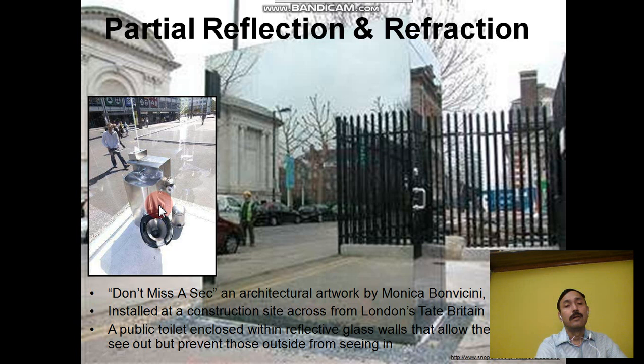That means this is the person inside. He or she can see due to the refraction of light, but the person outside cannot see, because the light is reflected from the outside walls of the toilet. So this is a very good example, a public toilet enclosed by reflective glass walls, placed publicly in Britain.